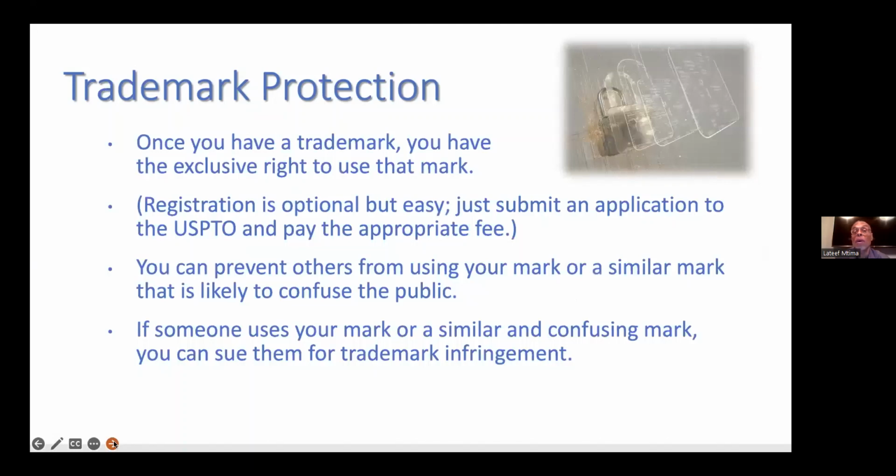Okay, once you have the mark, what do you get? And you see how everything that's here I already told you, right? Yeah, you could go get registration, apply to the USPTO office. They're very helpful. They'll walk you through the different possibilities. You can prevent others from using your mark or a similar mark because people would be confused and they'll say, I want gorilla. Is that, looks like the monkey, right? So you're the only one who can use it.